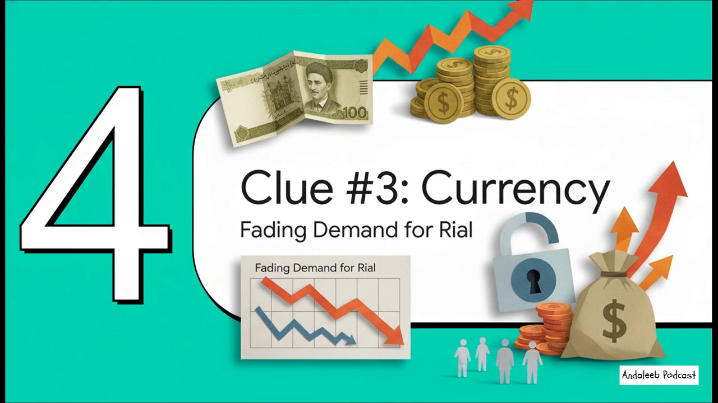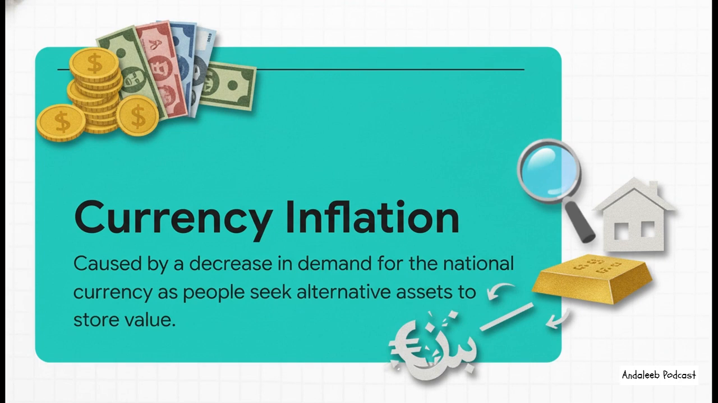This brings us to our third and final clue, and this one is all about the money itself. It's not just about the price of goods, it's about whether people even trust the currency they're using to buy them. Yeah, this kind of inflation is really a crisis of confidence. It's what happens when people look at the money in their bank account and think, this is going to be worth less tomorrow. So what do they do? They scramble to trade it for something safer. Foreign currencies, gold, anything that feels more stable.